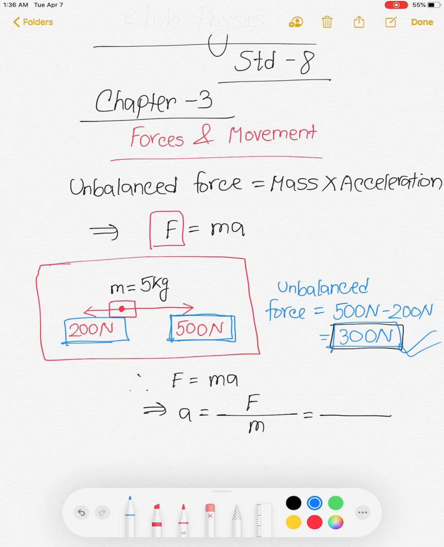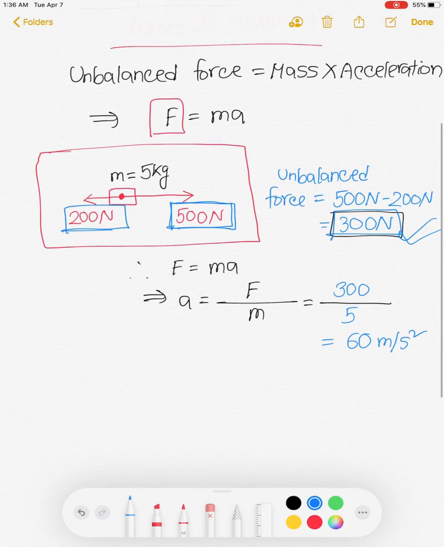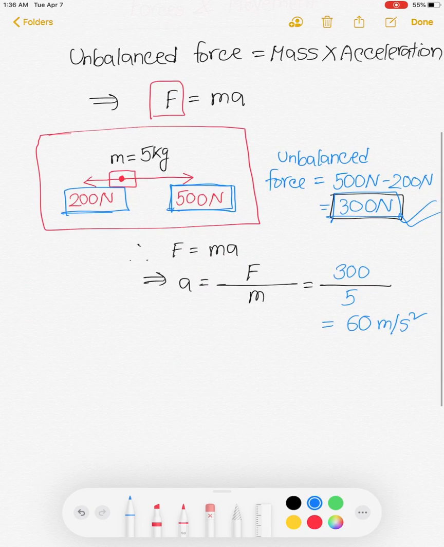It will be the 300 Newton, because the formula F equals ma actually implies that F is the unbalanced force, okay? So the unbalanced force value is 300 Newton and the mass of the object is 5 kg. So this will give us 60 meter per second square. The unit of acceleration is meter per second square. So this is the actual idea about unbalanced force equals mass times acceleration.